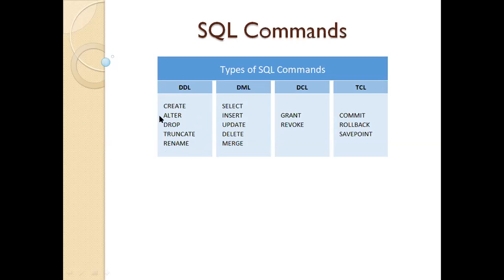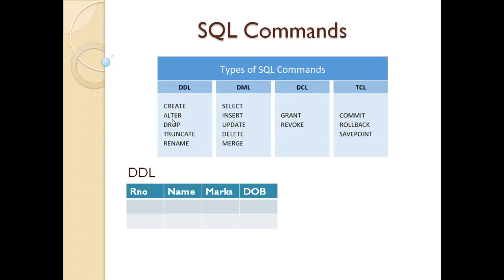So DDL commands deal with the structure creation, right? Now here, by using the create command, you will be creating a table like this, with table name and attributes: roll number, name, marks, and date of birth. You create just a structure. You see here, you don't enter any items into this. You have just created a table, and what all should be there in that table, you will be making them as columns. This is done by using the create command, right?